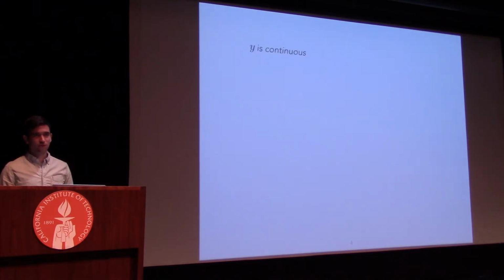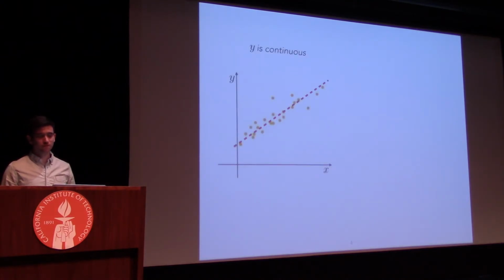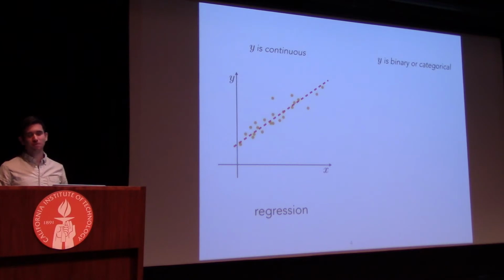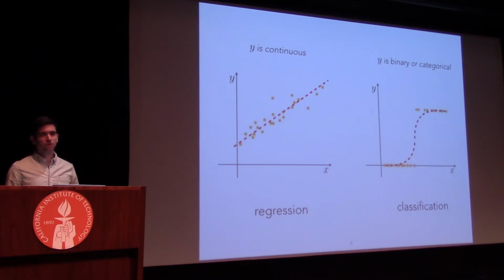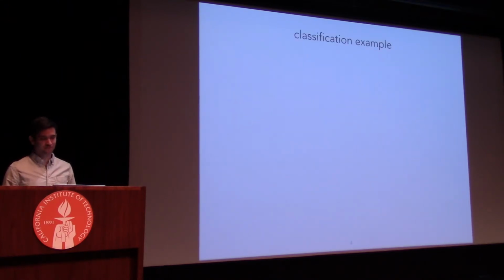Now, if your label is continuous, I think you probably have covered that that's typically called regression, and you want to try to fit some function to the values of the output. And if the label is binary, or categorical, if it's a yes or no, then we call that classification. Should be pretty standard. Hopefully everyone is familiar with this.